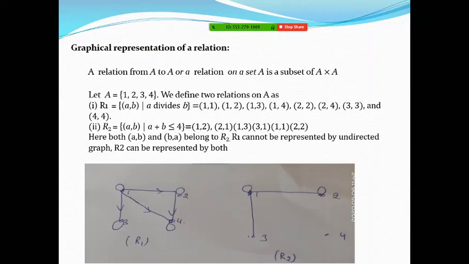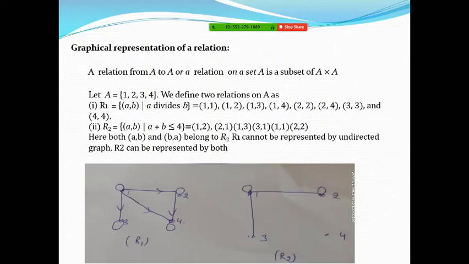So as I explained in my first class lecture, these graphs are usually used to give the pictorial representation of a relation. So I'm just refreshing you again. What was a relation? A relation on a set was a subset of A cross A. So A cross A is the Cartesian product of A and A.